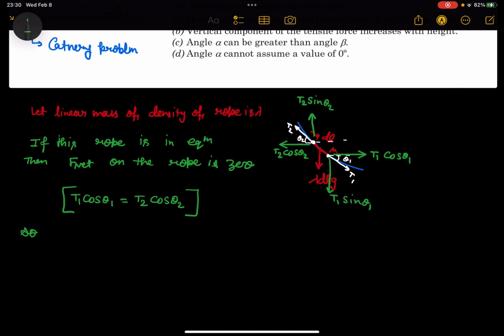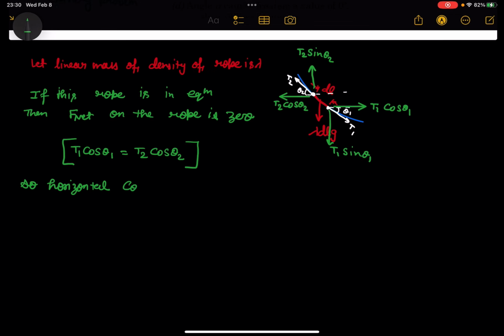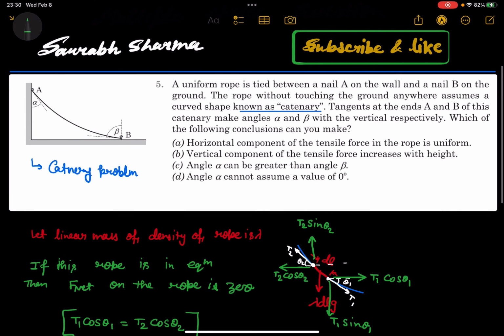So the horizontal component of tensile forces is uniform. So the first option, the horizontal component of tensile forces in the rope is uniform, of course is correct. The question is asking whether the vertical component of tensile forces increases with the height. Okay, so I want to write it one by one.